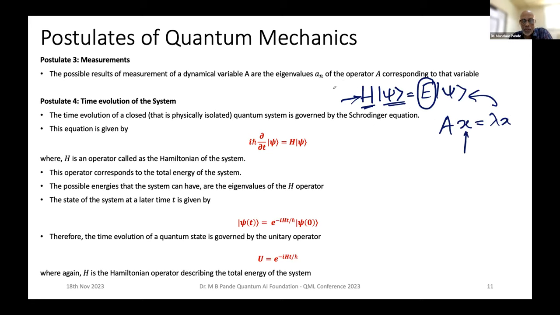So the time evolution, so this is a time independent, something called a Schrodinger equation. And this is the time dependent Schrodinger equation, where H again is the Hamiltonian. And this is the rate of change of this vector psi as a function of time. And so essentially, these are the four postulates.